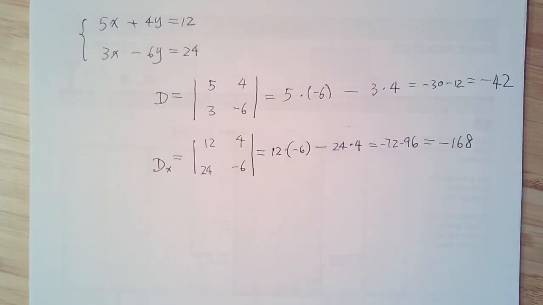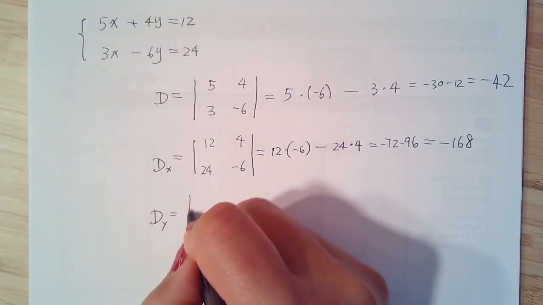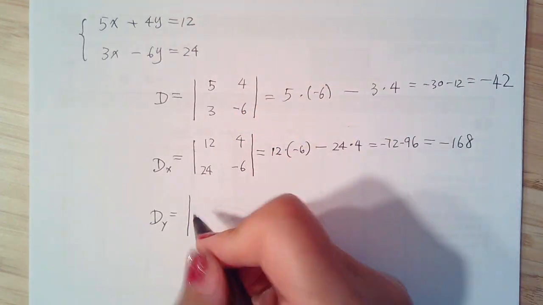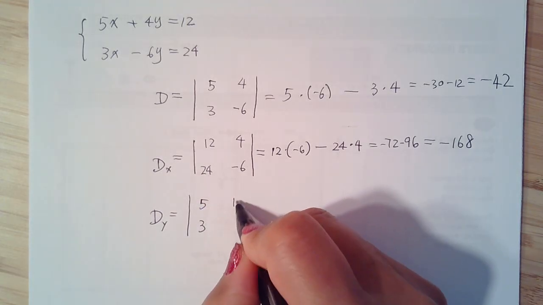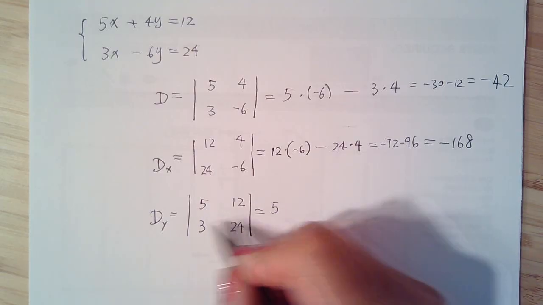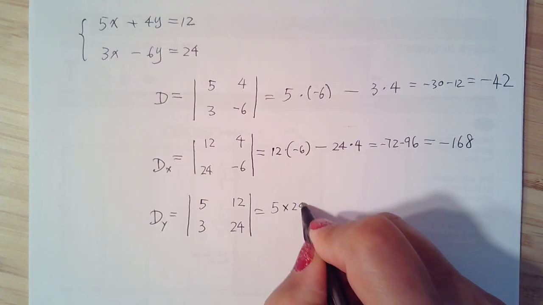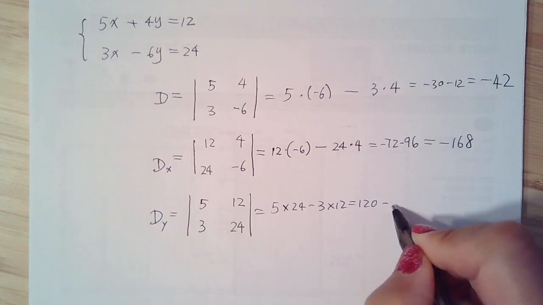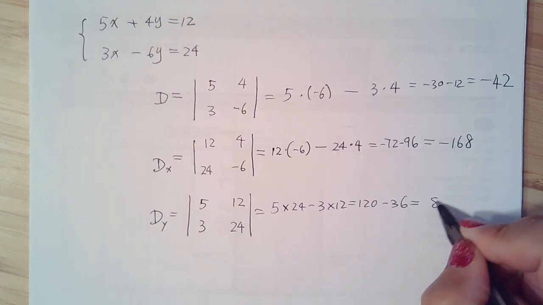So that's dx. I'm going to work on dy. For dy, I will use the 12 and the 24 to replace this 4 and the negative 6, but I keep the 5 and 3. And here it's going to be 12 and 24. So that is 5 times 24 minus 3 times 12, because this is a vertical line, so I can calculate it. So that's 120 minus 36. So that answer is 84.